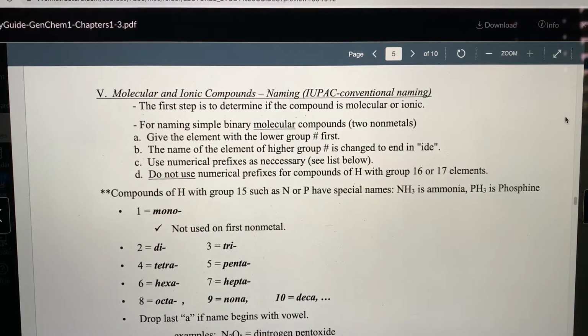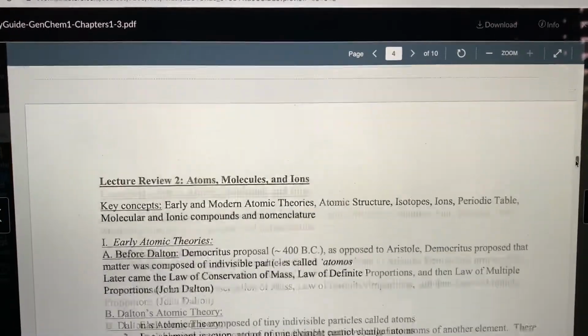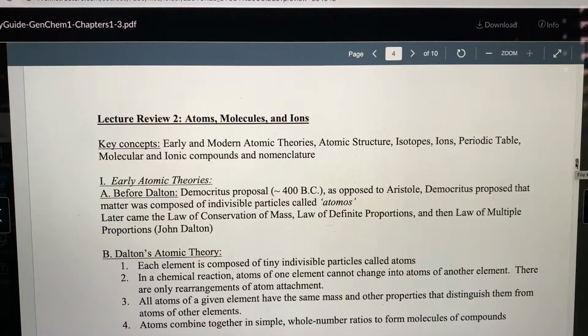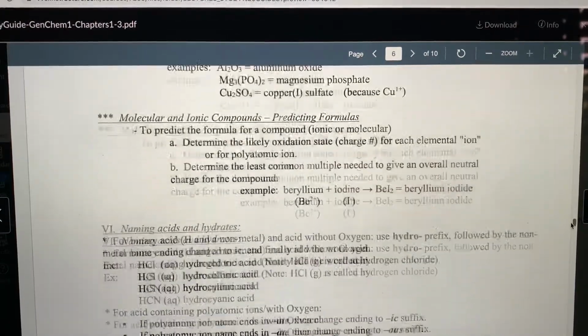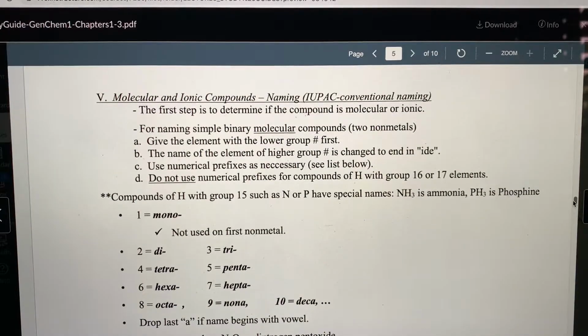Welcome back to the lecture series of General Chemistry 1. This is the continuation of Chapter 2 about atoms, molecules, and ions. In this second part, we will discuss nomenclature, the naming of two different types of compound, molecular and ionic compounds. Molecular compound, also known as covalent compound, is the first one.